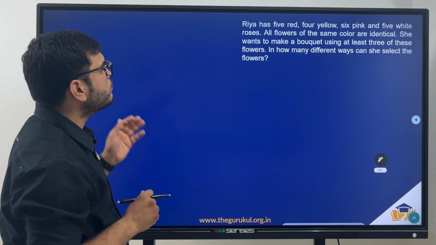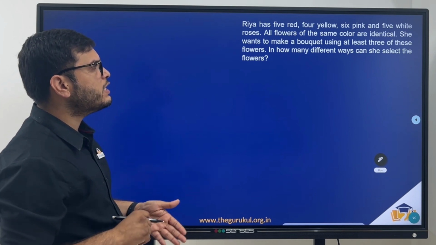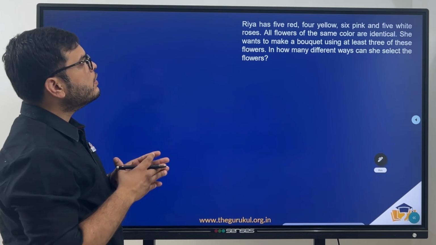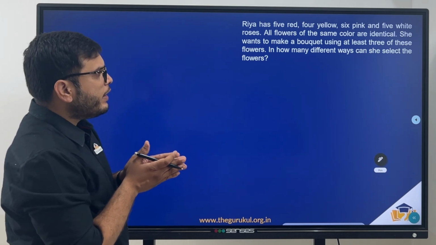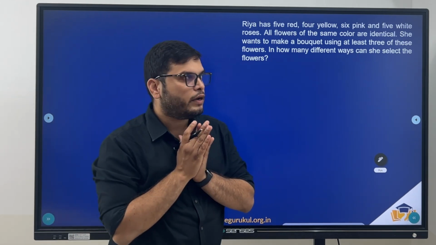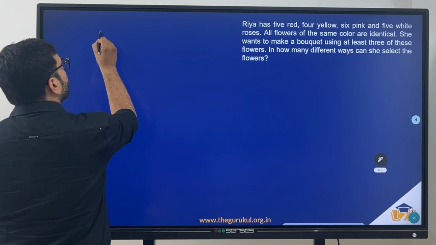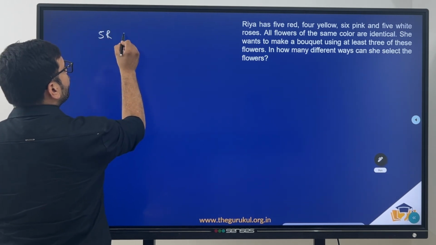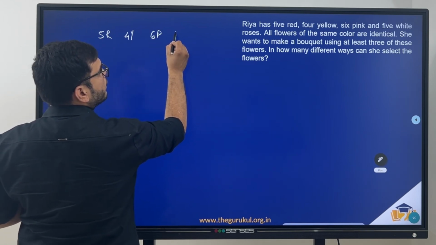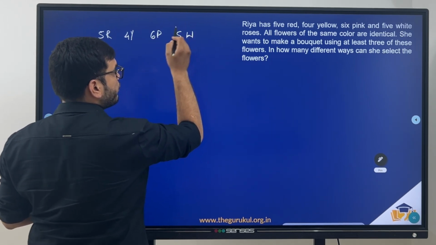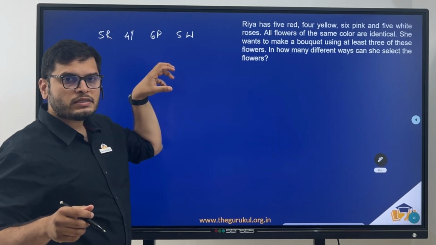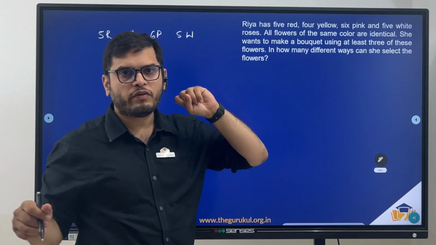Now coming to the first question, Ria has 5 red, 4 yellow, 6 pink and 5 white roses. All flowers of the same color are identical. She wants to make a bouquet using at least 3 of these flowers. In how many different ways can she select the flowers? Right. So Ria has 5 red, 4 yellow, 6 pink and 5 white roses, and these 5 red roses are identical, 4 yellow roses are identical, 6 pink roses are identical and 5 white roses are identical.